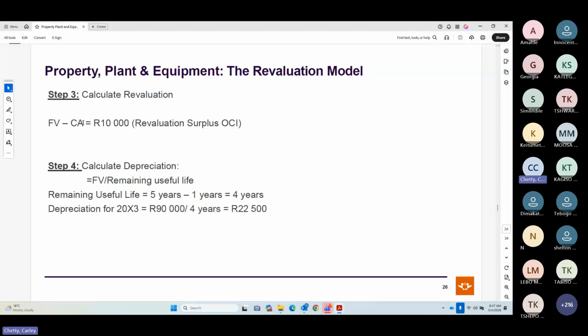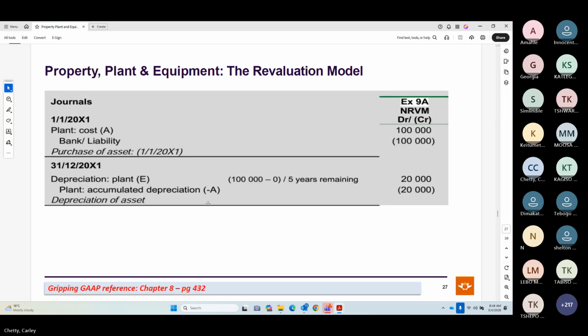So now we can determine the depreciation for 20X2. We take the 90,000, which is the fair value, divided by the remaining useful life, which is 4 years. So that is the depreciation for 20X2, and we determined it by taking the fair value of 90,000 divided by the remaining useful life of 4 years. Now let's have a look at our journals.